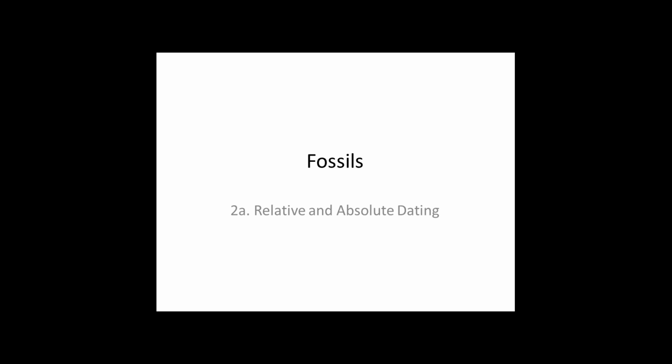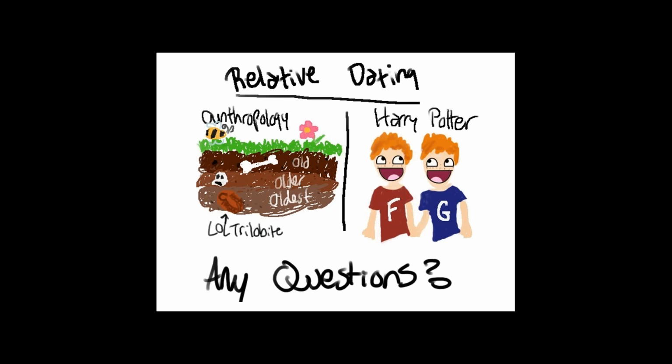We'll get to that for our next session. But basically that's the point of relative and absolute dating. It's so that you can understand when the fossils were formed in order to better understand that time period and the life forms that were alive during that time. So let's jump in. Alright, so relative dating.